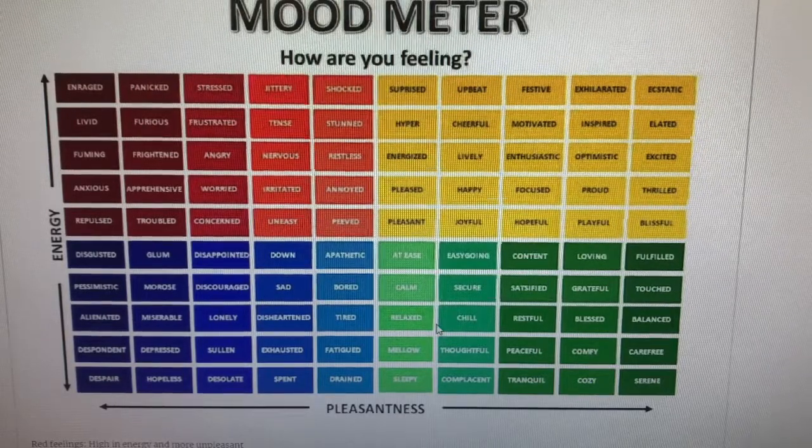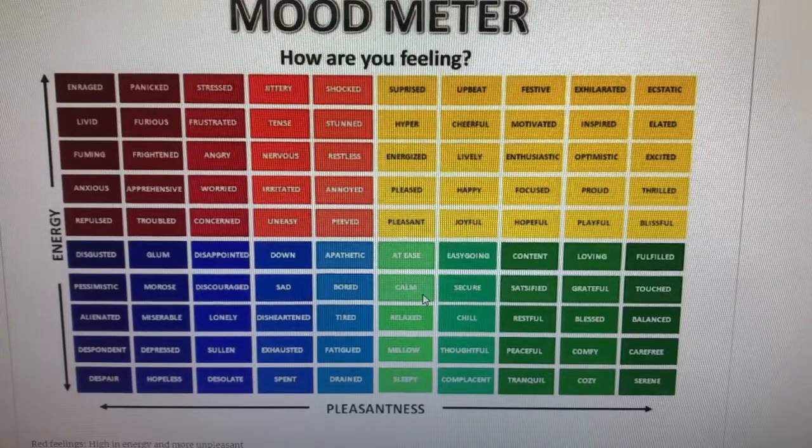So let's talk about the emotions here. You might feel at ease. You might feel calm, satisfied, grateful, loving, peaceful, thoughtful, maybe even a little sleepy, cozy, and look over here. This is the lower bottom left, or right, I'm sorry. And this is where you feel completely serene.